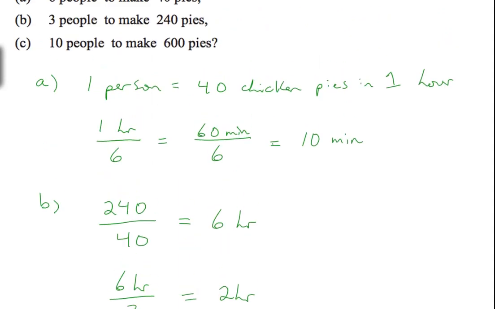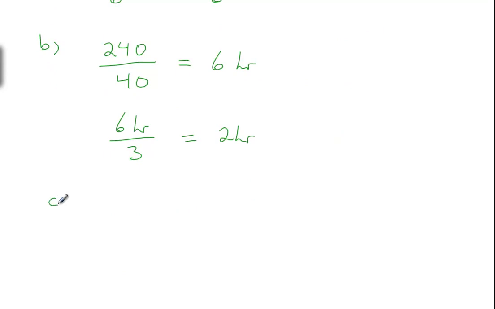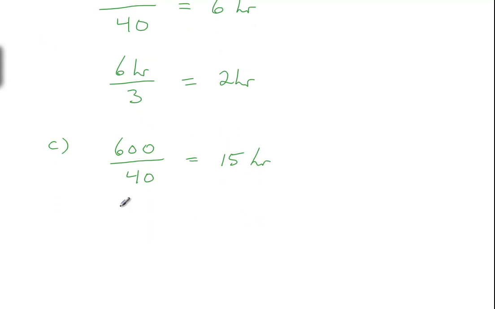Finally, how long would it take 10 people to make 600 pies? It's a lot of pies, but 10 people are helping, making that an easier or maybe a faster job. Okay, so 600 pies. One person can make 40 pies in an hour. So 600 divided by 40 means that it would take 15 hours for one person. One person can make 600 pies in 15 hours. So 15 hours is the total time for the job, but we have 10 people sharing that job. And 15 hours divided by 10 will give us 1.5 hours. And therefore, it will take 1.5 hours for 10 people to make 600 pies.